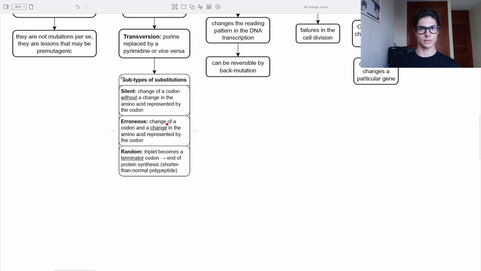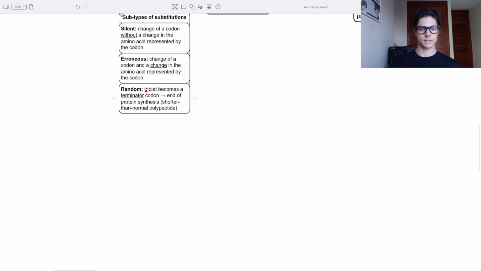Erroneous, when there is a change in the codon and there is also a change in the amino acid represented by that codon. The codon is a triplet of nucleotides. And the random one, which is the triplet that becomes a terminator codon. So it ends the protein synthesis and it creates a shorter than normal polypeptide, so not a full protein.